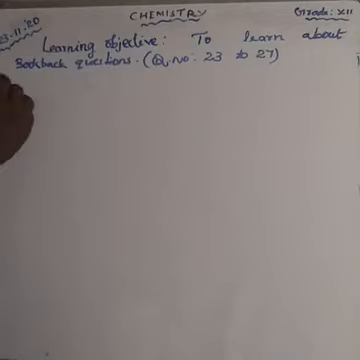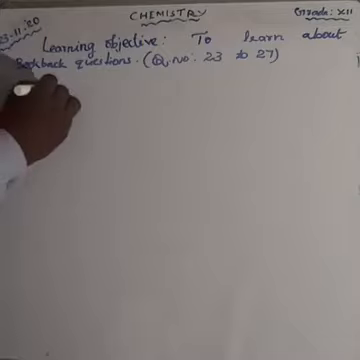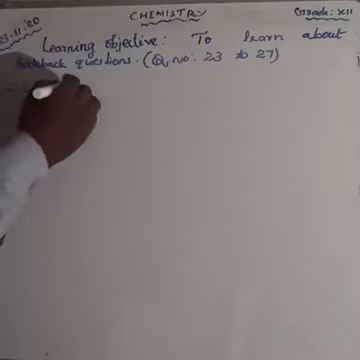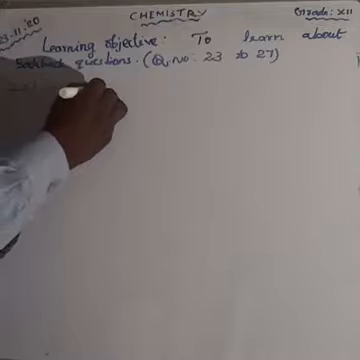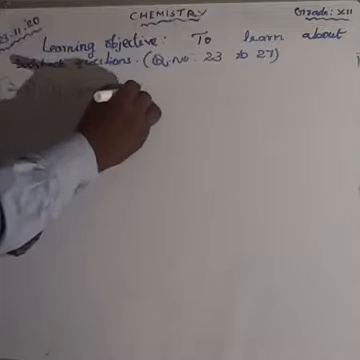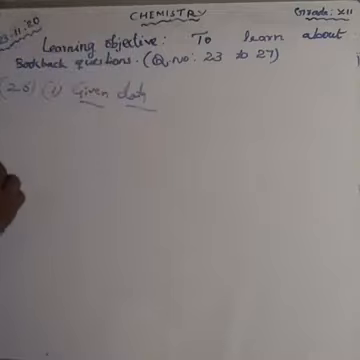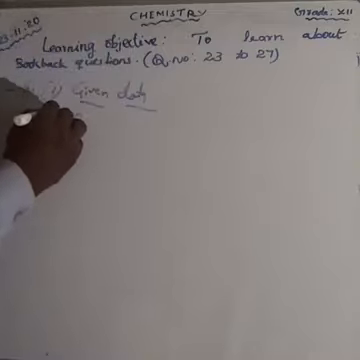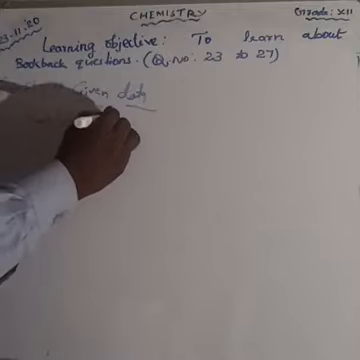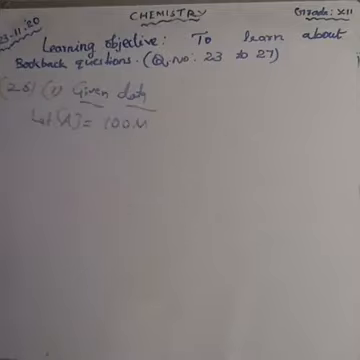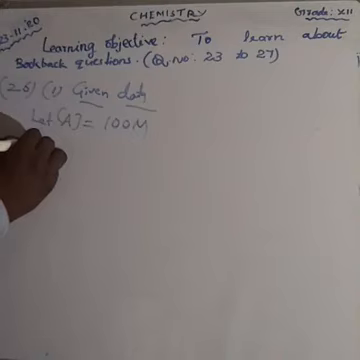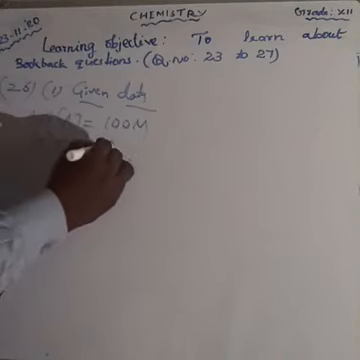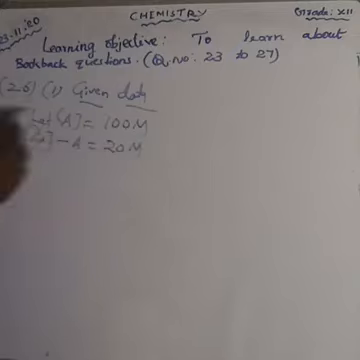The first one: first write the given data. Let A naught be 100, and A naught minus A is equal to 20. Am I right? 20.